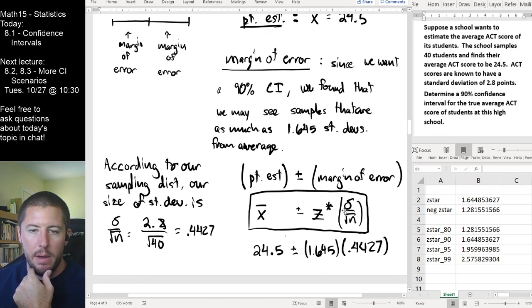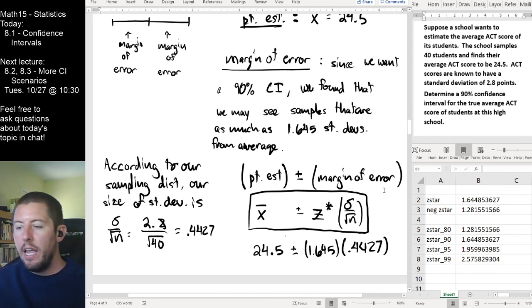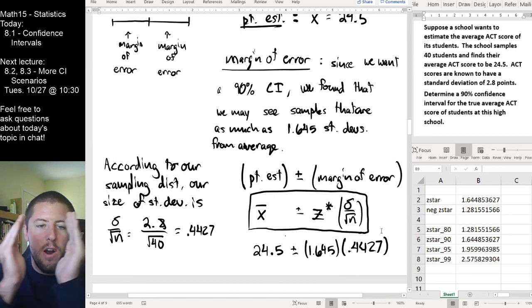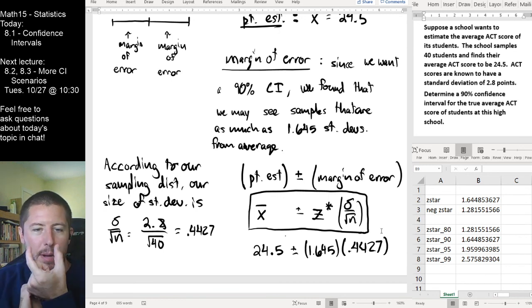Square root of n is a denominator term. So if our confidence gets larger, or if our standard deviation gets larger, the margin of error gets larger, and therefore our entire interval gets larger. If our sample size gets larger, then the margin of error gets smaller because we're dividing by the square root of n, and therefore our entire confidence interval gets narrower. So collecting more information, a larger n, is good. It's going to squeeze down your confidence interval to be a much narrower interval of interest.